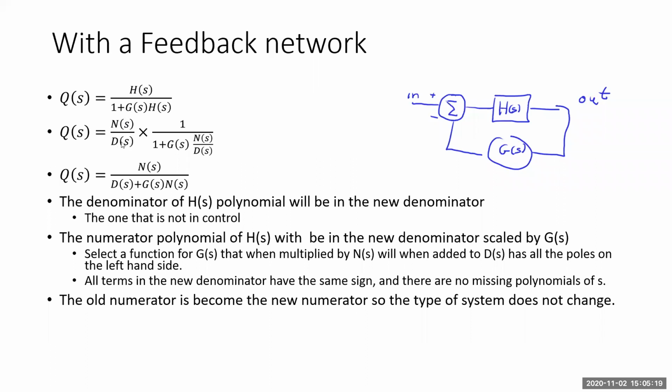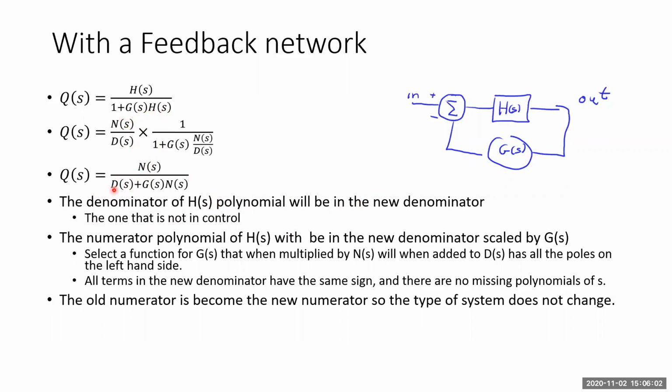So wherever H of S is, we substitute the numerator and the denominator. We multiply the denominator through. The denominator times 1 is just the denominator. Then the denominator times G of S times the numerator divided by the denominator. Well, the denominators cancel. So the denominator of the old function is there because you multiplied it by 1.